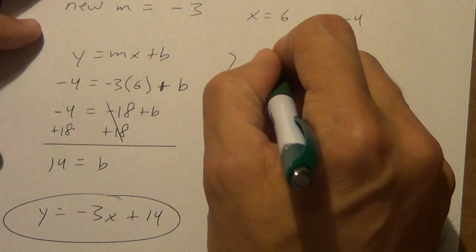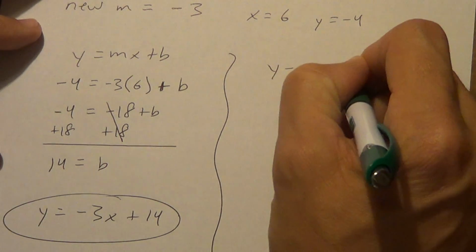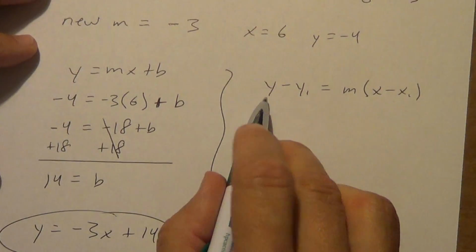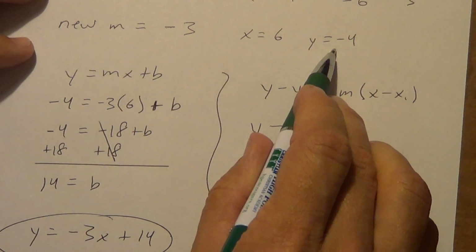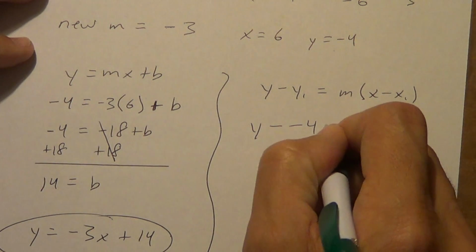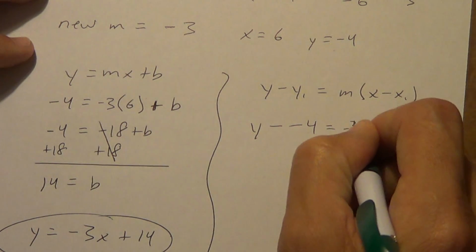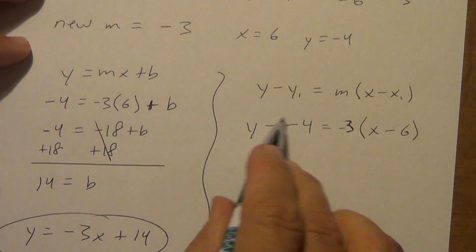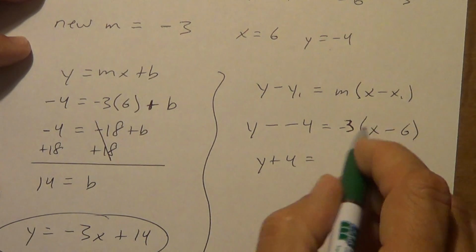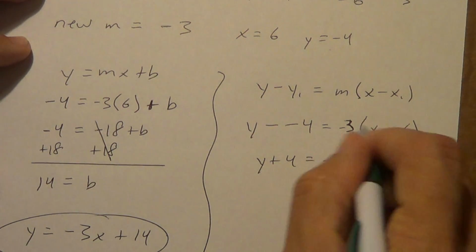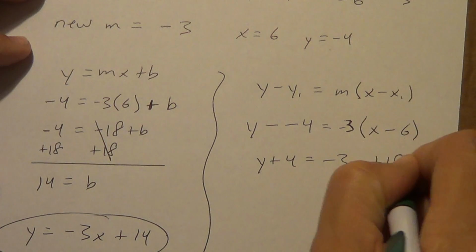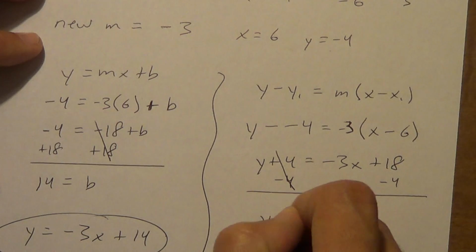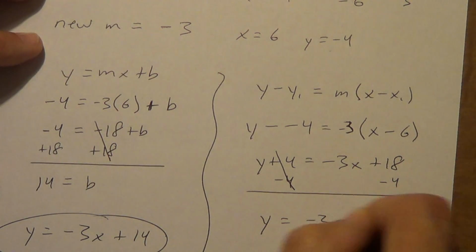Okay, let's go do it with the other method. y minus y sub 1 equals m times x minus x sub 1. Alright, y is just y in this case, but y sub 1 is this negative 4. So y minus a negative 4, m is negative 3, x minus 6. I'm going to change this over to a plus 4. We're going to distribute here, so negative 3x, negative times a negative there is a positive 18. I'm going to subtract 4. These cancel. I get y equals negative 3x plus 14.